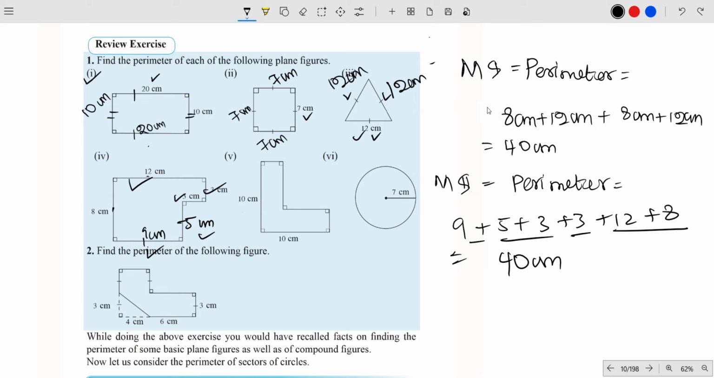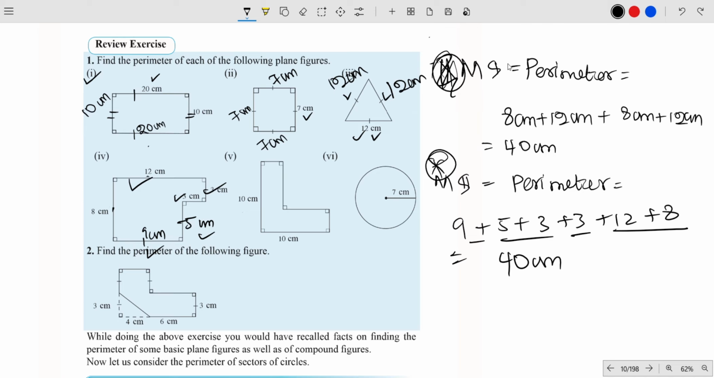These are the two methods. You can complete the picture and find the equal lengths. That will be method number 1. And method 2 is finding the small lengths.